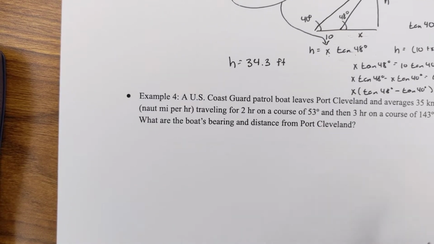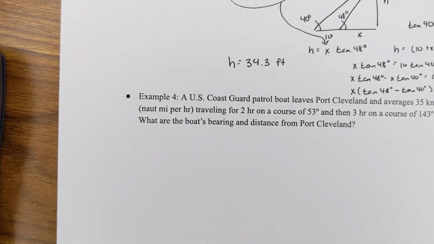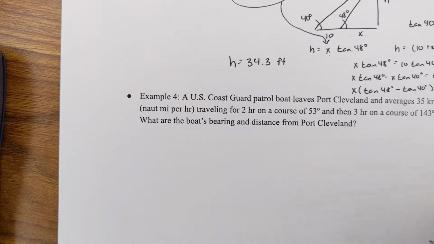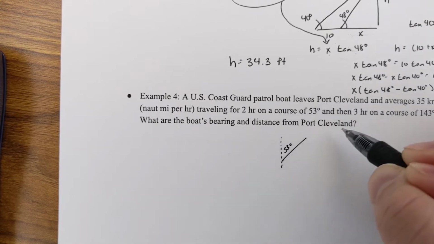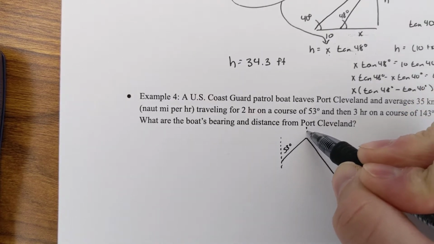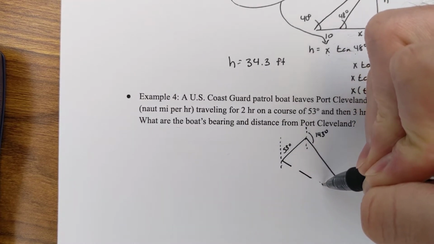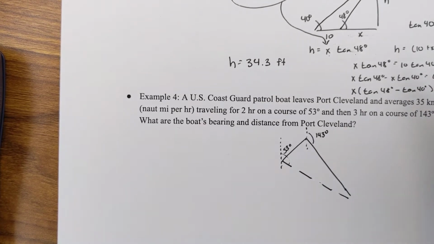Okay, let's see here. A Coast Guard patrol boat leaves Port Cleveland and averages 35 nautical miles per hour, traveling 2 hours on a course of 53 degrees, and then 3 hours on a course of 143 degrees. What are the boat's bearing and distance from Port Cleveland? Bearings are measured from the vertical. So from north, the boat comes up, that's 53 degrees, and then the boat comes back down. This direction is 143 degrees, and I want to know what this distance is and what the total angle there is.